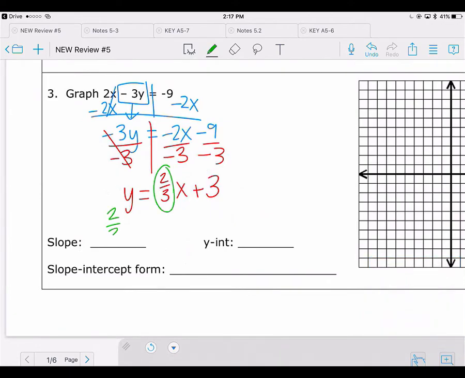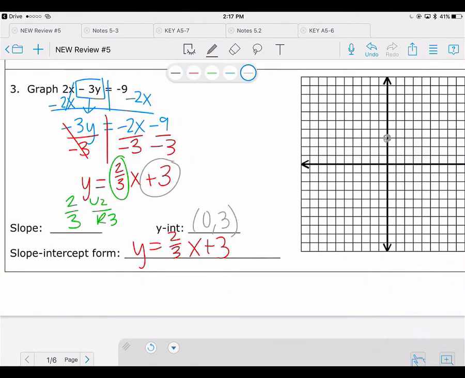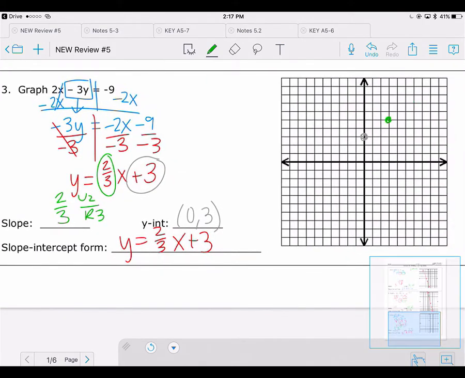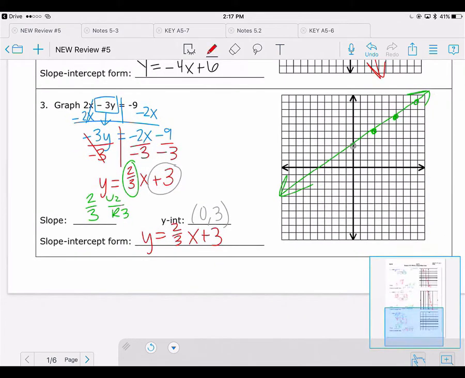My slope is with x, so that means I'm going to go up 2, right 3. My y-intercept is a positive 3. And again, slope-intercept form we already found as 2/3 x plus 3. So I'm going to take my y-intercept and plot it at a positive 3. This time my slope is positive, so I go up and to the right, up 2, right 3, up 2, right 3, up 2, right 3. And when I draw my line, I just double check to make sure that it is an increasing line because my slope is positive, which it is.